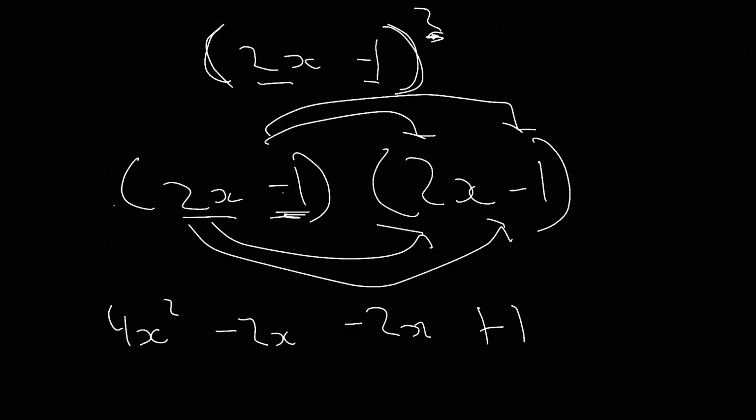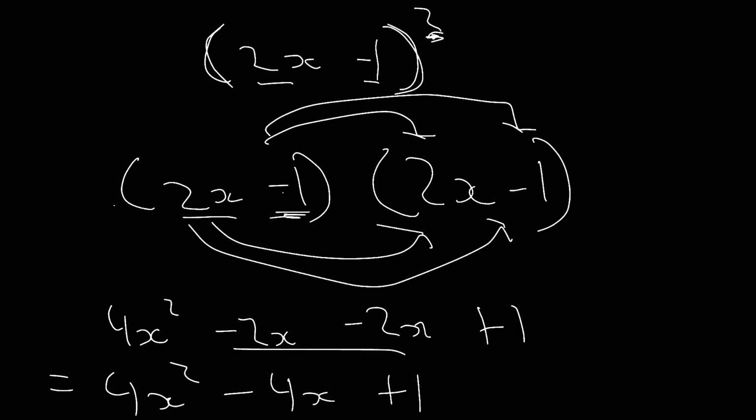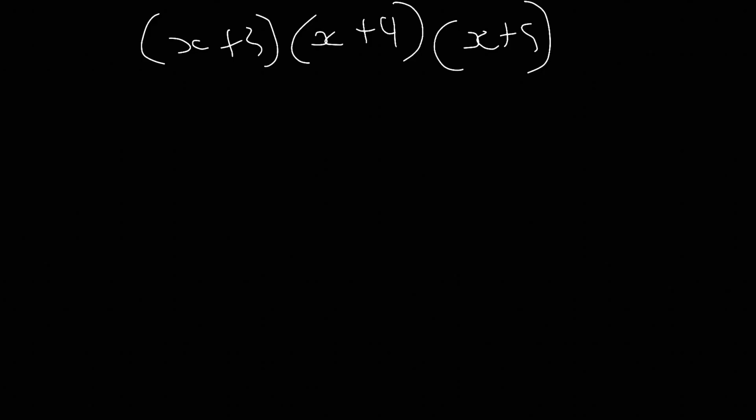And then we just collect like terms, so this is all equal to 4x squared, minus 2x minus 2x gives me minus 4x, plus 1, and that is my final answer. And that is going to be it for double brackets. Now sometimes we can also get a triple bracket. So over here is an example of a triple bracket, and it's nothing new to expanding double brackets. The way I would do this is, first I would expand both of these together, and then my answer, I would expand it again with the x plus 5. So let me show you how to do it.